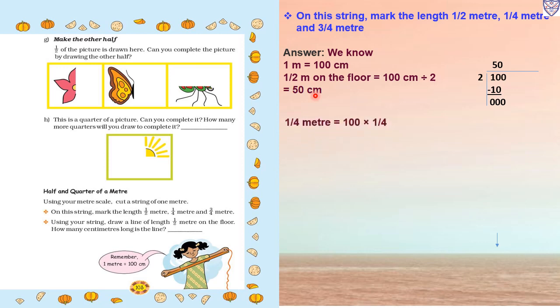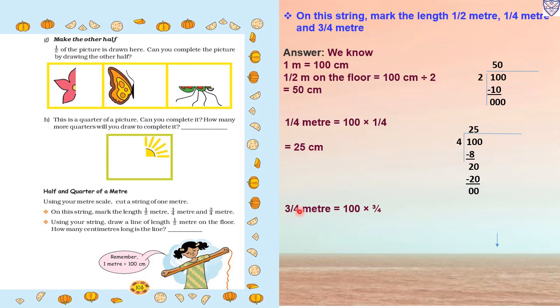Then we have to mark 1/4 meter. So that means 100 multiplied by 1 upon 4. So we will divide 100 divided by 4. So first we will take 10. 4 2s are 8. So 10 minus 8 we will get 2, and the other 0 we will carry down. So it will become 20. In the 4 table, when 20 will come, 4 5s are 20. So we will get 0. So at which centimeter will we mark 1/4 on the string? That is 25 centimeter.